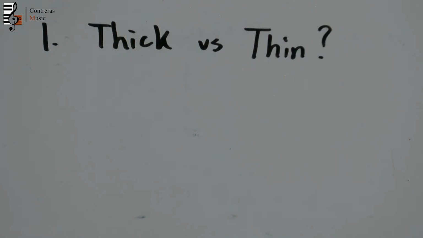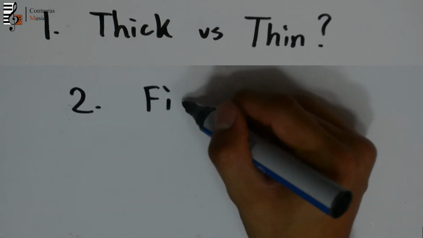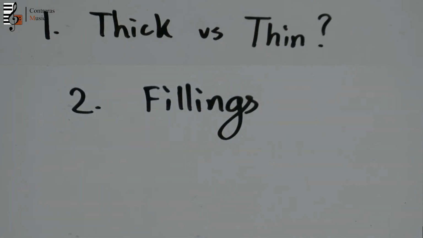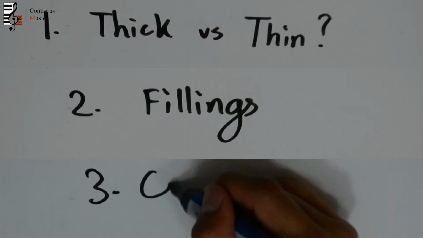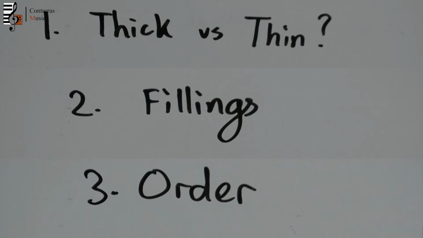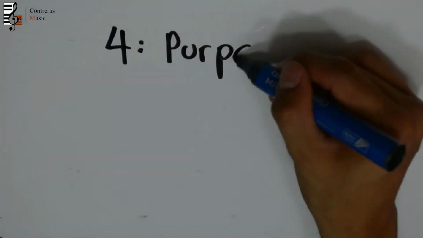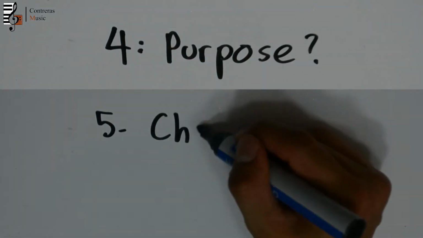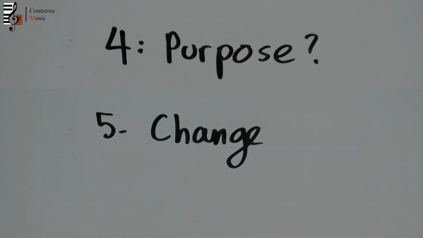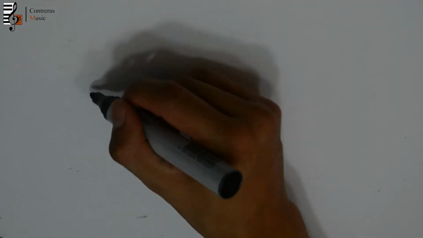So let's recap again. First thing you listen to is thick or thin texture. The next thing are the fillings. What goes into it? You need to really have this clear in your mind. The third thing is the order. Which goes first, second, third, and why? The next thing you're going to have to remember is the purpose. Okay? Why is each instrument playing? What's it doing? And finally, the change. Do they ever switch roles? Do they ever change? Why? These are your 5 main points.